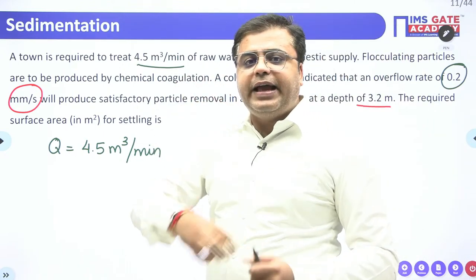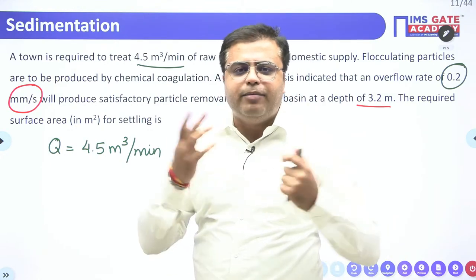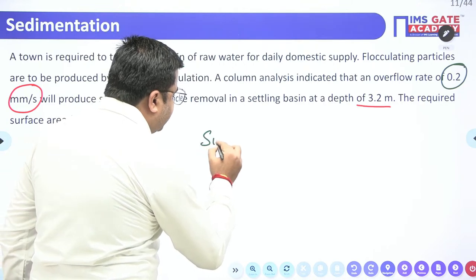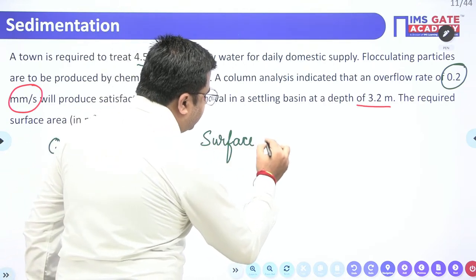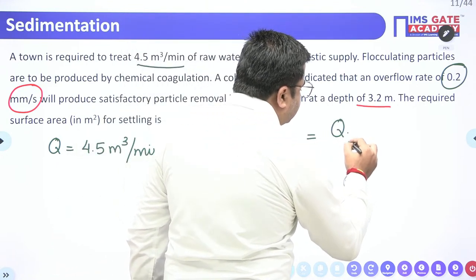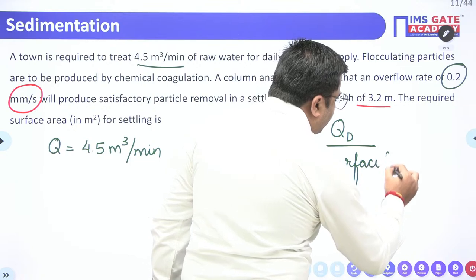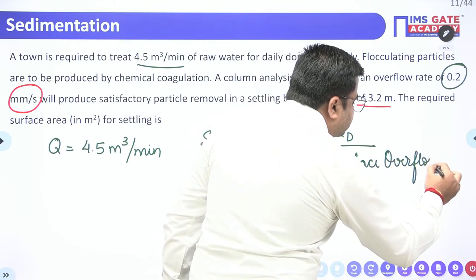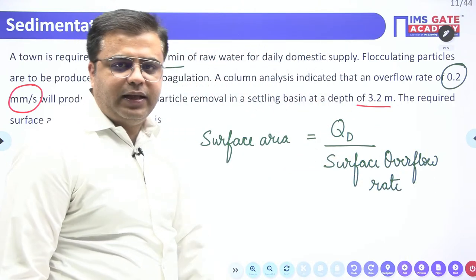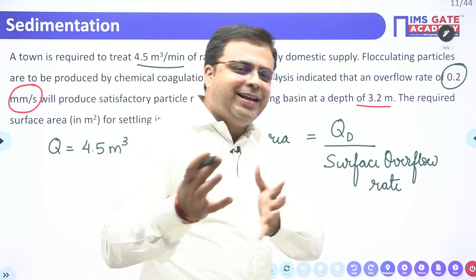All these things are additionally provided, which are not actually required to calculate the surface area. From the very basic formula of calculating the surface area, we know that the surface area or plan area of a sedimentation tank is equal to design discharge divided by the surface overflow rate. Simple as that. Again, a one mark question can be framed in such a way where some additional data will be there, but the question will be like, just divide the two entities and get me the final answer.